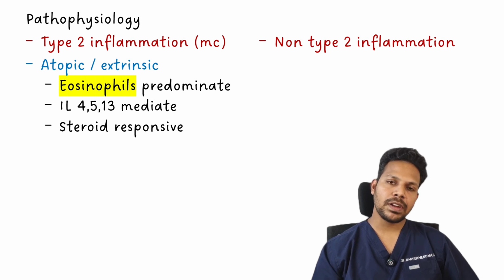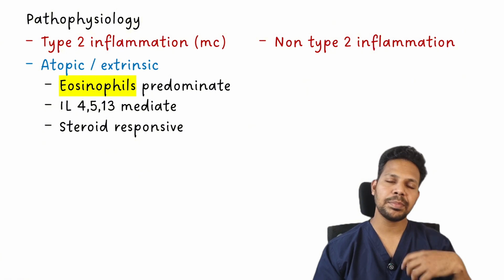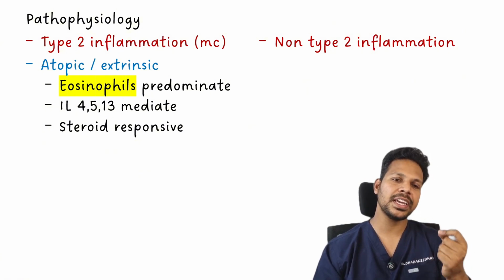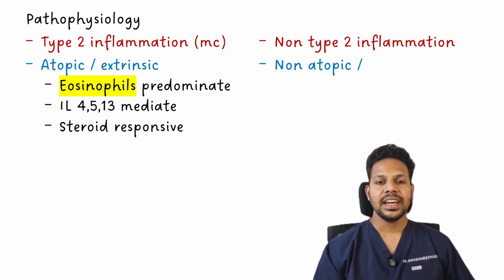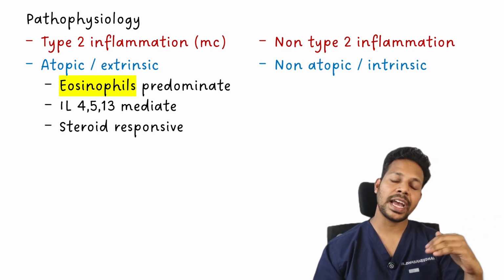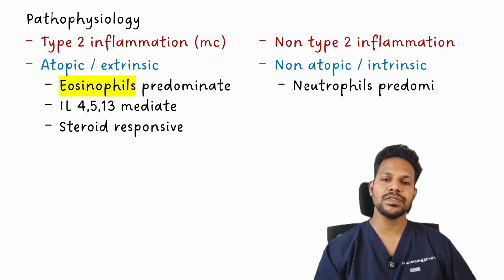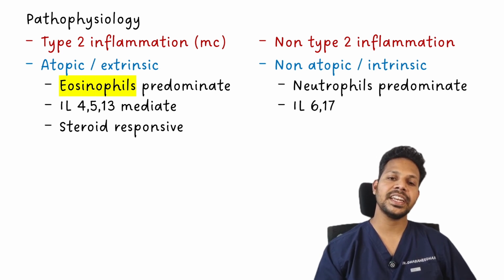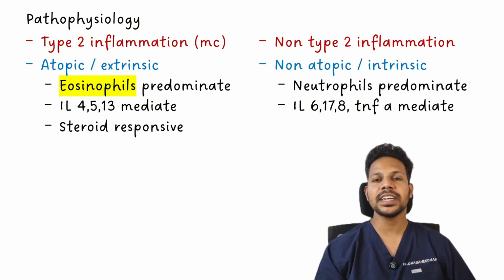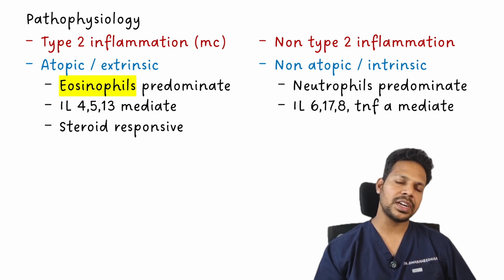Then non-type 2 inflammation. Non-type 2 inflammation is where there is no extrinsic allergen. Inflammation is happening inside the body because of the predominating neutrophils. This is a non-atopic or an intrinsic type because there is no extrinsic or environmental allergen triggering this bronchial asthma. This kind of inflammation is mainly predominated by neutrophils, and the interleukins produced here are IL-6, IL-17, IL-8 and TNF alpha. These are the interleukins which predominate in non-type 2 inflammation, and this is also steroid resistant.